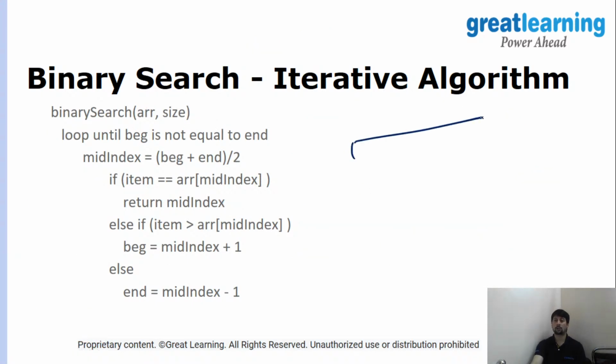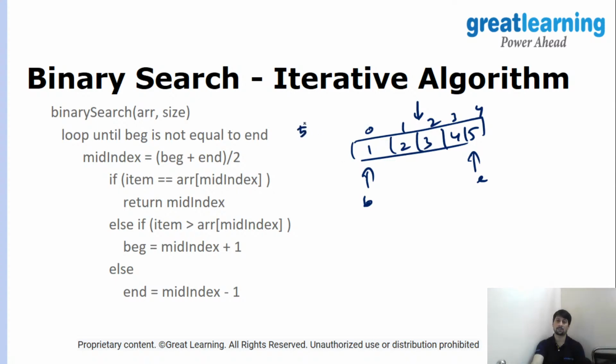Okay, now let's talk about the other cases. So you have 1, 2, 3, 4 and 5, with indices 0, 1, 2, 3, 4. This is your beginning, this is your end. Now the element that you're trying to search is 5. This is your item, and let me name it as item. So you're checking, is 0 less than 4? Yes, it is. Then you find out the middle, which is this middle index.